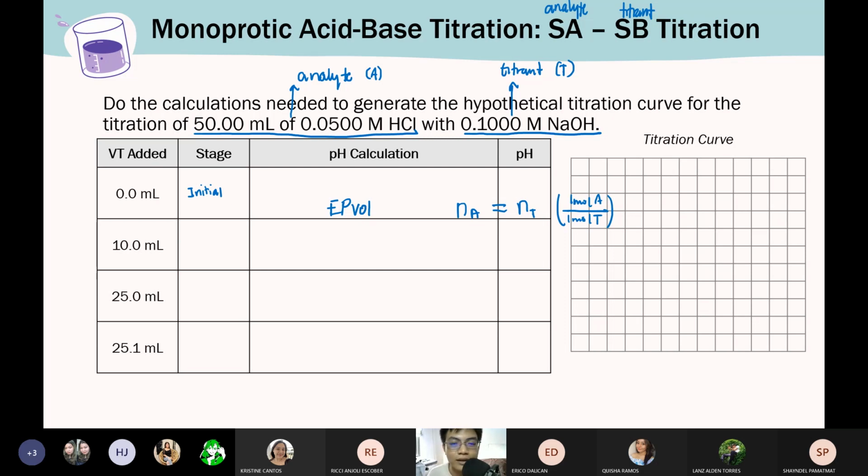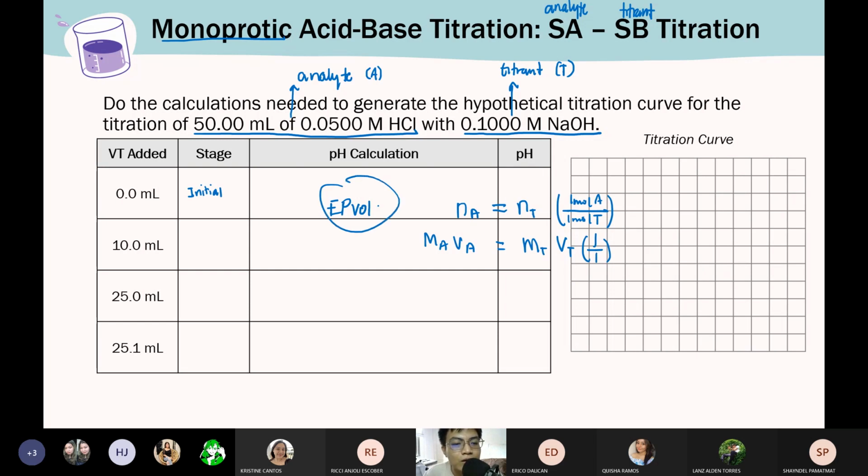Then what do we do now? How do you get the moles? Since volume is what was given, it is MAVA. How do you get the moles of titrant? It is also MTBT, times this stoich factor. Why only 1 to 1? Because we are dealing with monoprotic, so the ratio is only 1 to 1. Okay? 1 divided by 1.